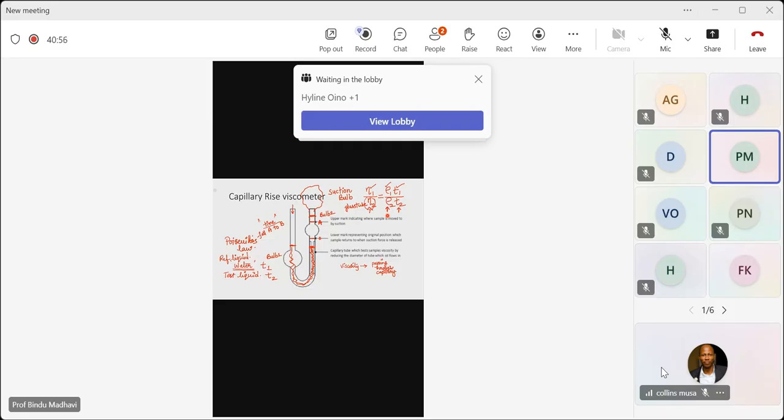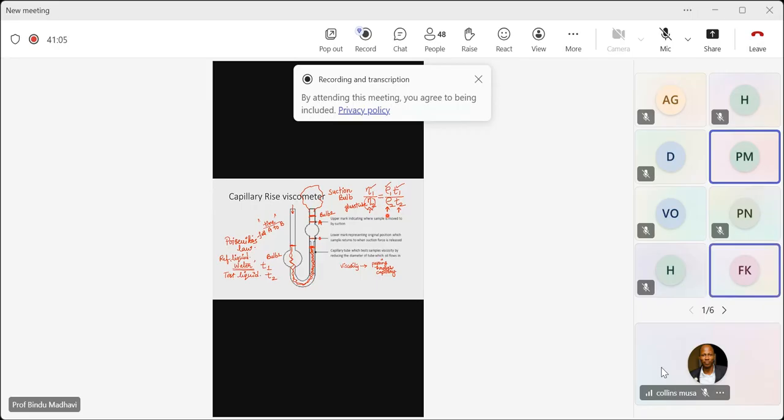The construction is simple. The cost is very less because it's a simple glass tube, which is constructed with 2 bulbs on each arm. The procedure cost is also not more. We just use one suction pump. We allow the liquid to reach above level A and we just measure. We use a stop clock to measure the time taken by the liquid to fall from A to B. So these are all the advantages with this capillary rise viscometer.